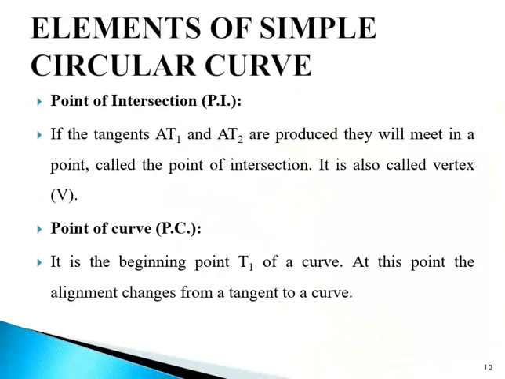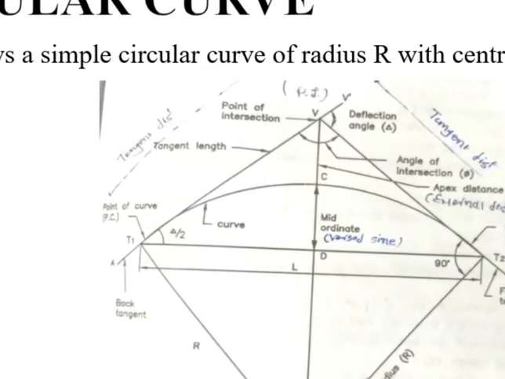Next is point of intersection, denoted by PI. If the tangents AT1 and AT2 are produced, they will meet at a point called the point of intersection, and it is also called the vertex, V. So here AT1 and AT2 join, and this point is known as the point of intersection V.